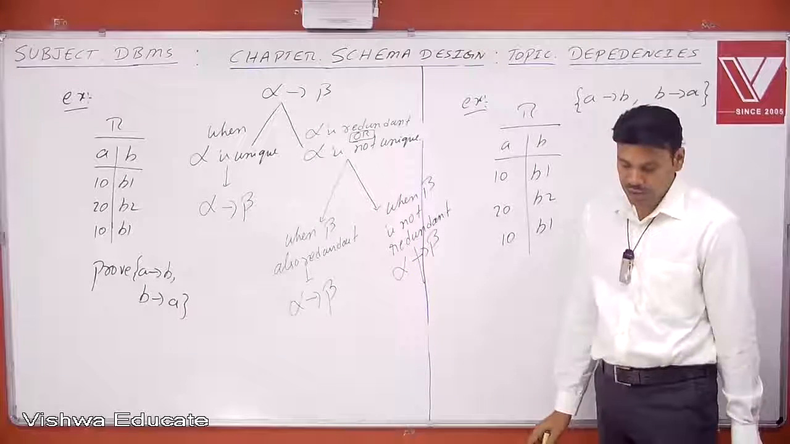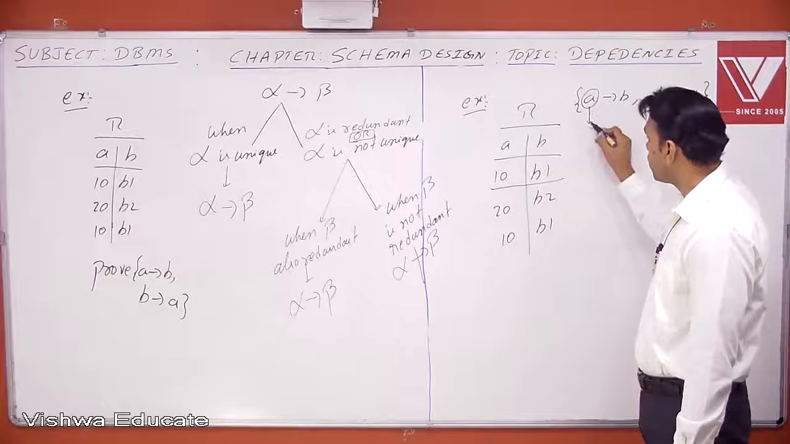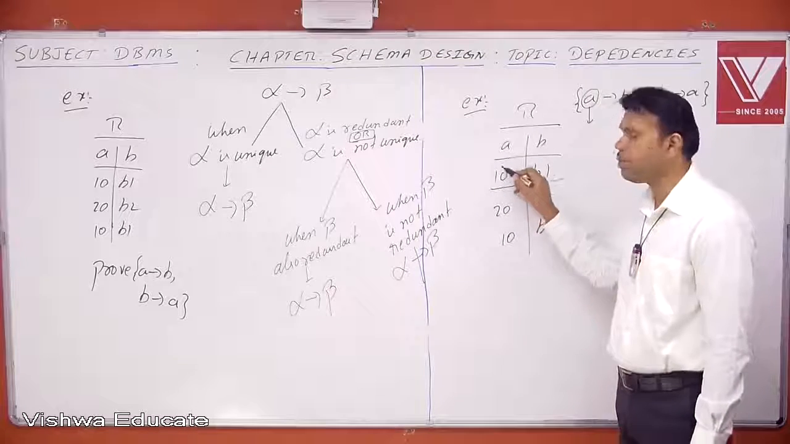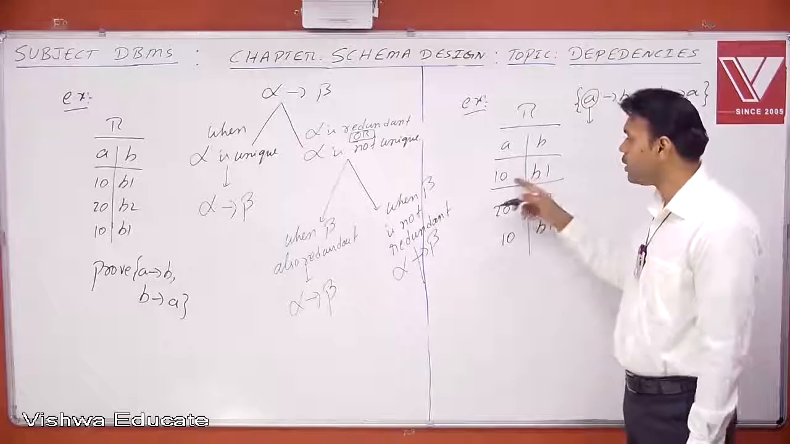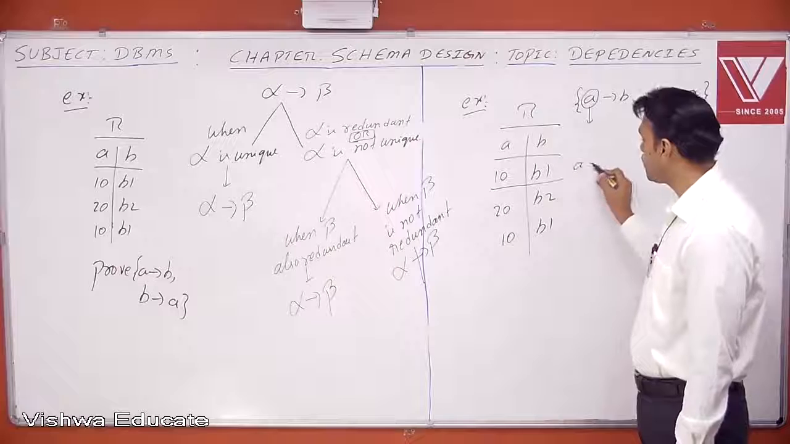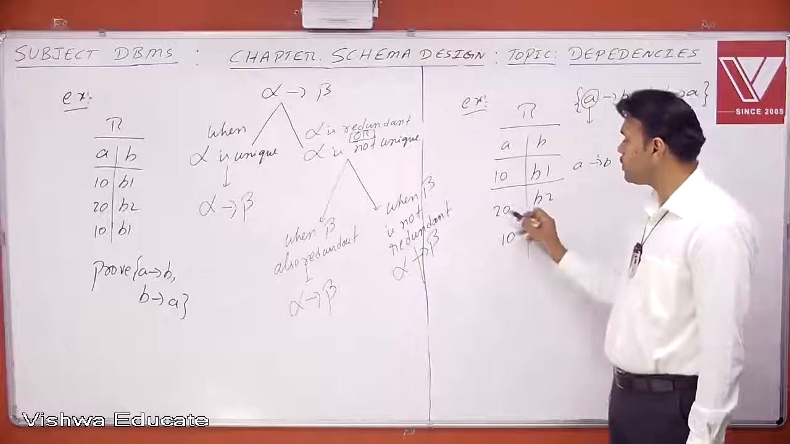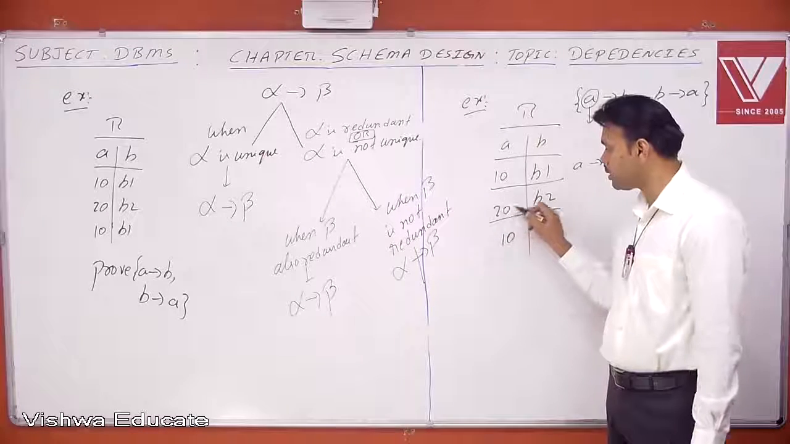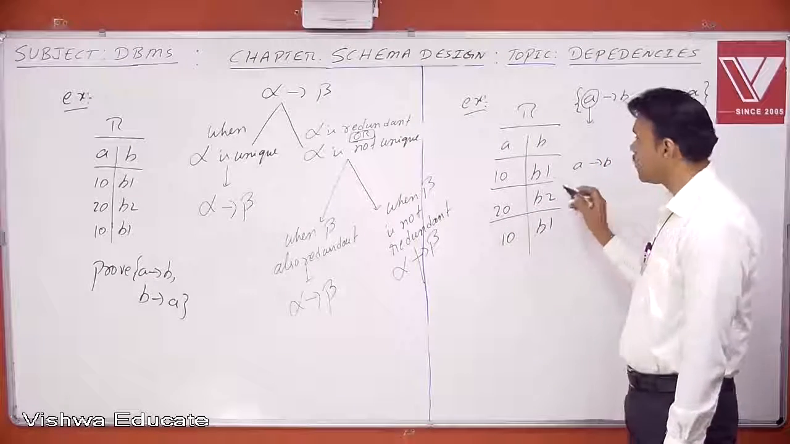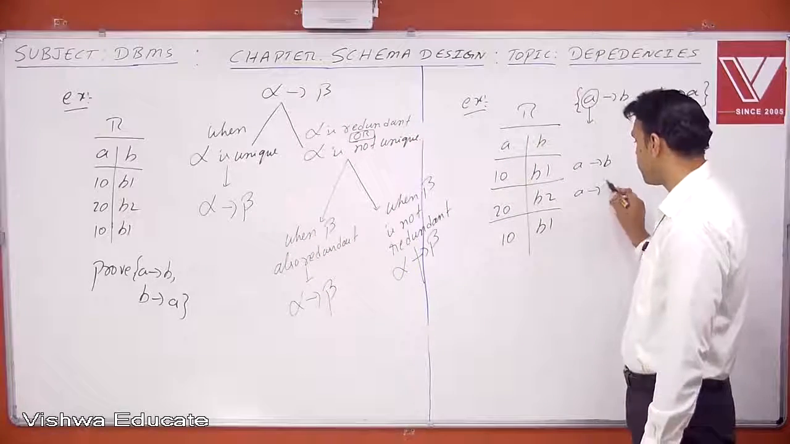Let us first prove A to B. Now tell me, in this, is A a unique value or a redundant value? The first tuple, 10, is unique. When it is unique, automatically what is proved? A to B is proved. And the next tuple of A, 20: is it redundant or unique? This is also unique, so A tends to B is proved.